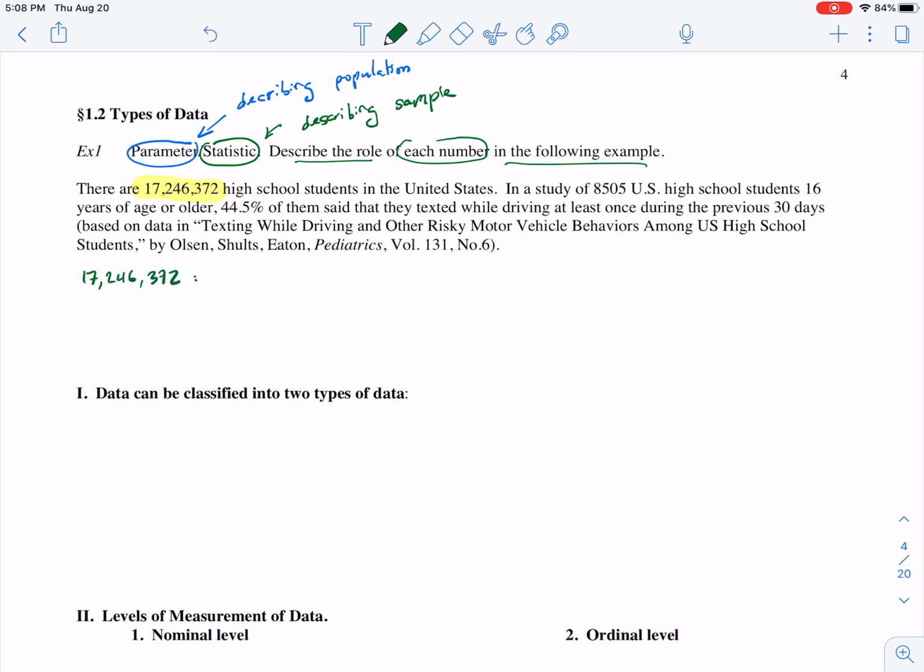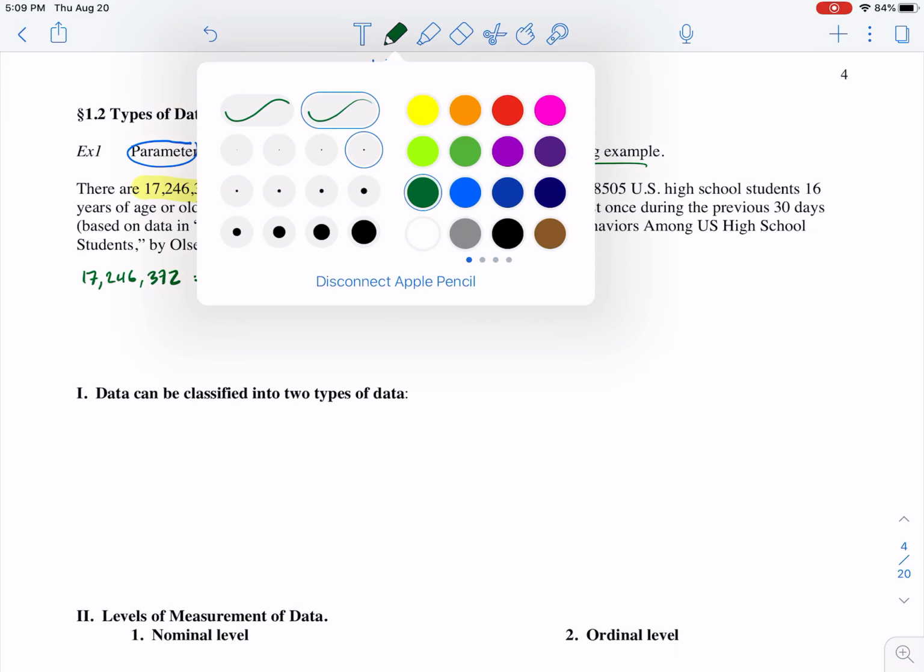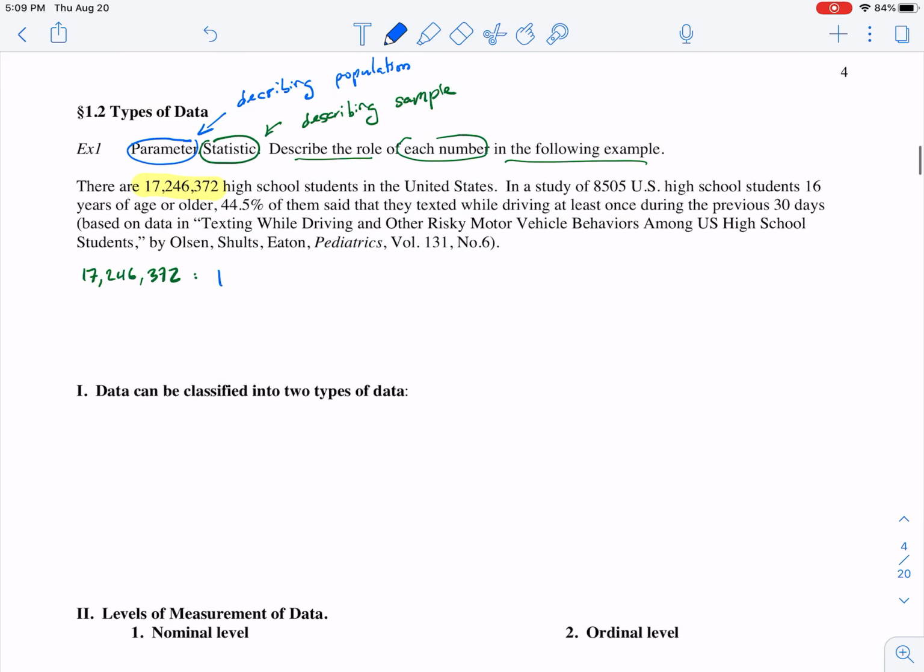17,246,372. This is the number of high school students in the United States. So do we consider this to be the population or sample? I would say this is a population. Therefore, this is a parameter value since it is the population size of all U.S. high school students.